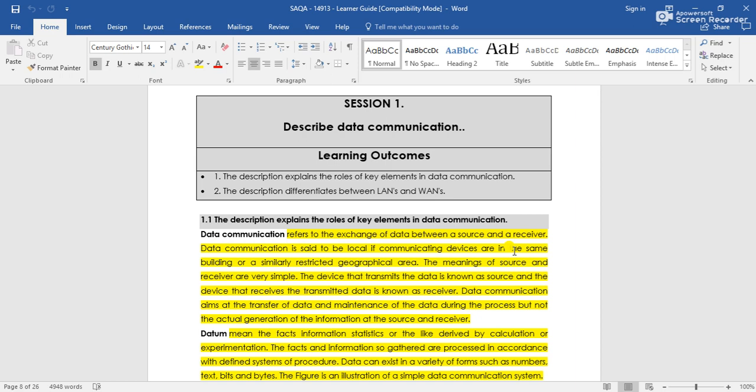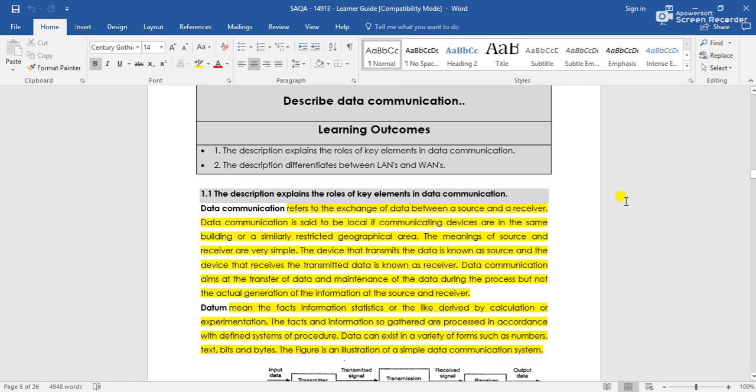So data communication refers to the exchange of data between a source and a receiver. Data communication is said to be local if communicating devices are in the same building or a similar restricted geographical area. The meanings of source and receiver are very simple. The device that transmits the data is known as the source, and the device that receives the transmitted data is known as the receiver.